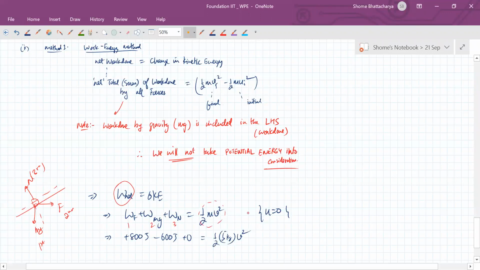Now change is final minus initial, but initial is zero. So it's the change in kinetic energy, just the final. Now we already calculated the work done by each one of these. This was plus 800, this was minus 600, this was 0. So the total work done is 200 joules. So that 200 joules is what? It is kinetic energy. Initial kinetic energy was 0. Is it clear now, Bhaumik?